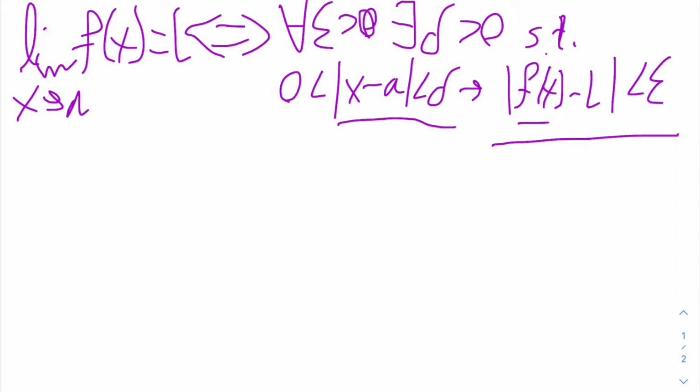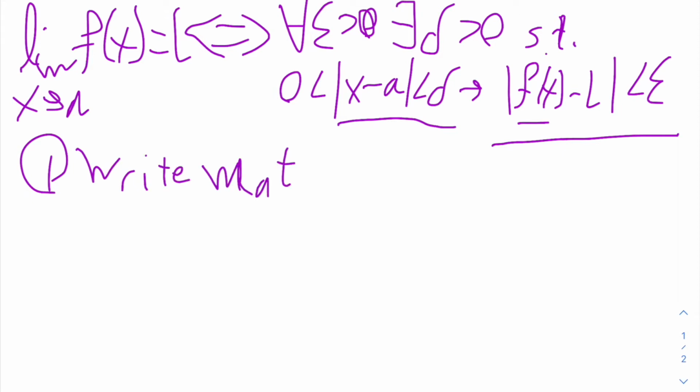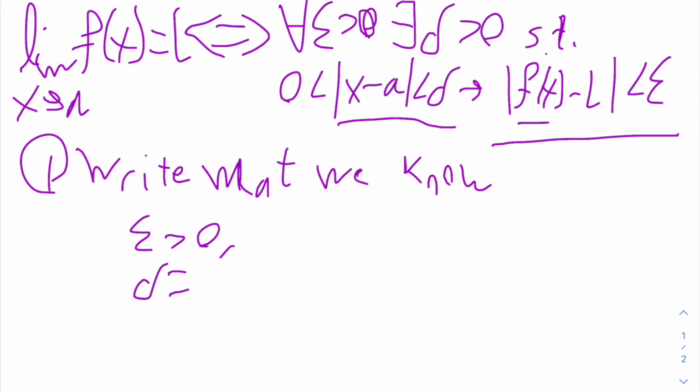So we know the definition, but how can we actually use it to formally prove limits? Well, we first always write what we know. So one is write what we know. Write the givens. So we know that epsilon is greater than 0, right? We know that delta takes on some value, but we are not sure of what it equals for now. We actually discover what it equals when we go on with this proof.